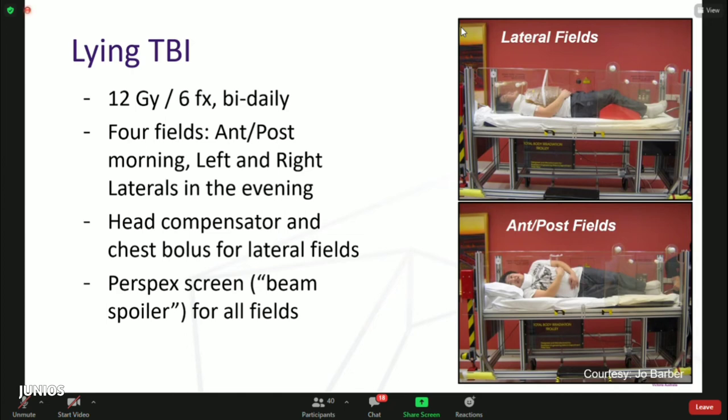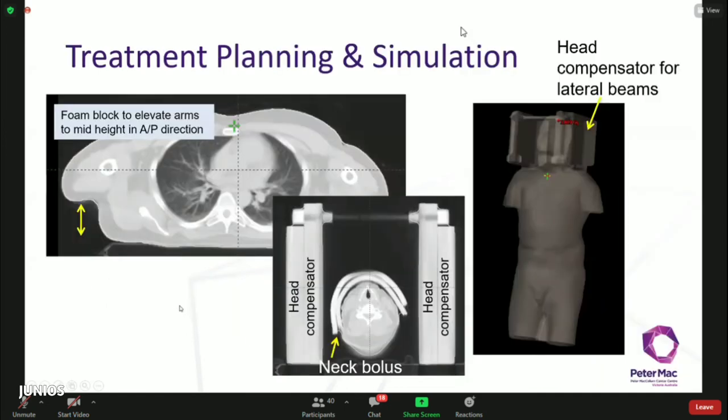So as I mentioned, the head compensator and chest bolus are used for the lateral beams only. The head compensator is to reduce hotspots in the head and neck area, and the chest bolus actually helps to reduce the lung doses. And the perspex frame is used as a beam spoiler for all fields.